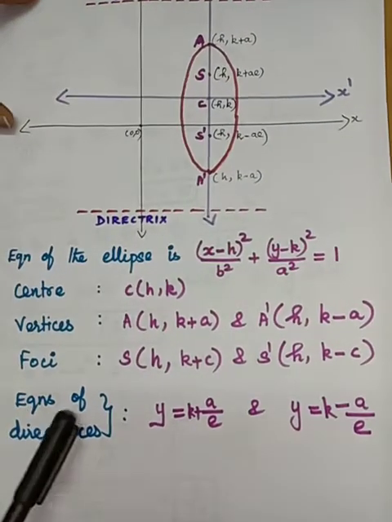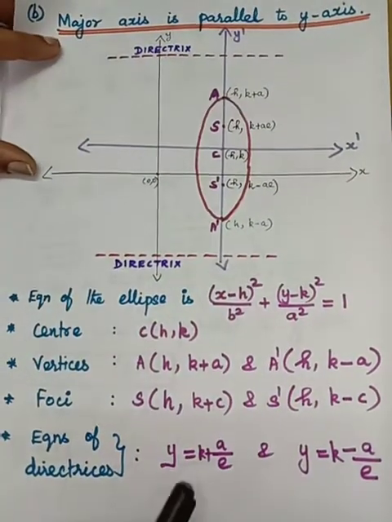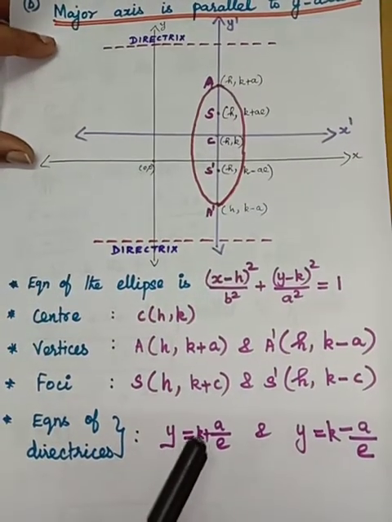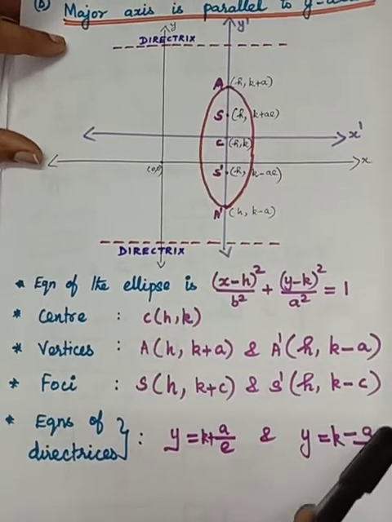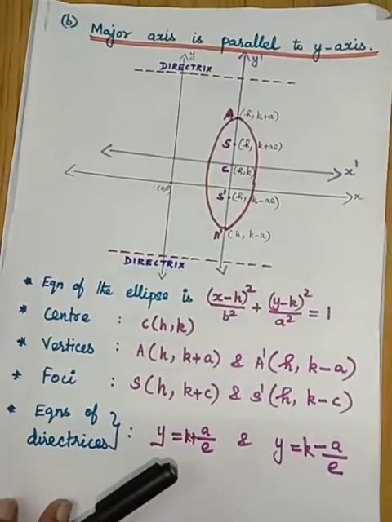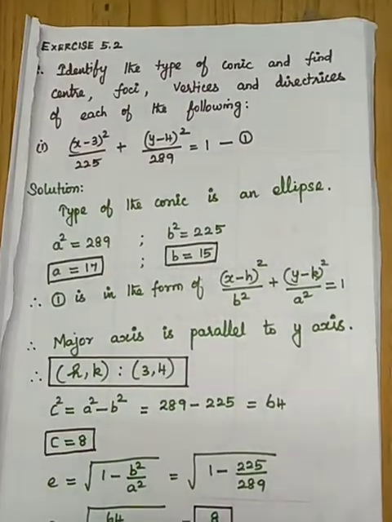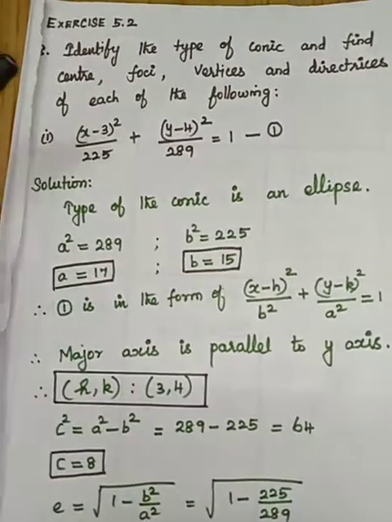Okay, next one, equation of directrices. These two are the directrices whose equations are y is equal to k plus a by e and y is equal to k minus a by e. So this you should know. Now we are going to see the problems. Exercise 5.2, 8th problem.